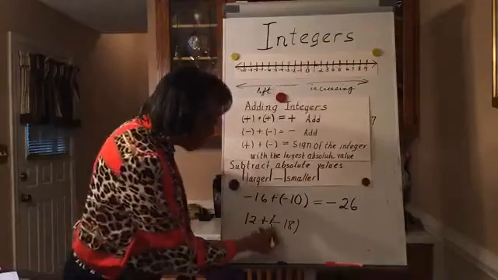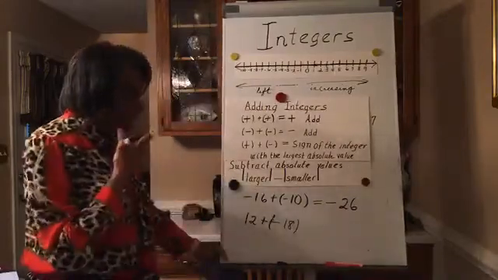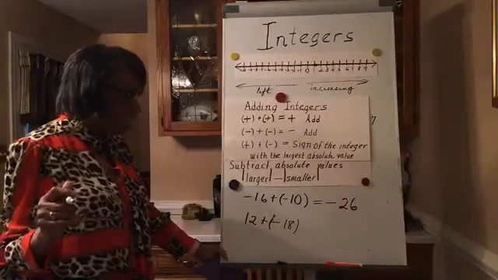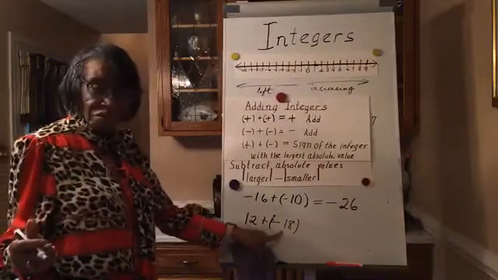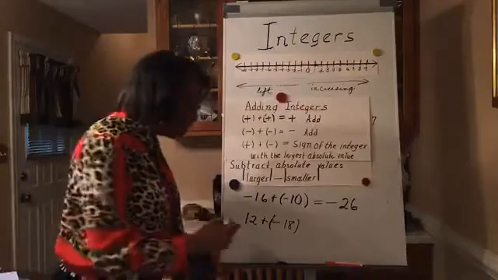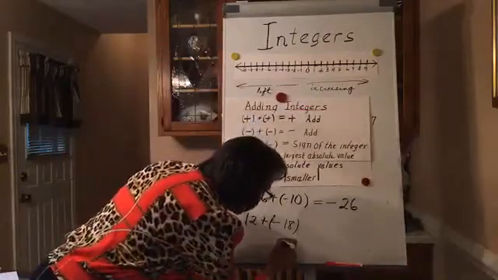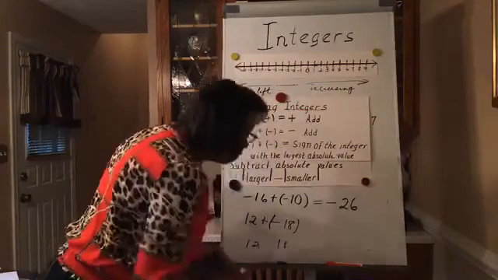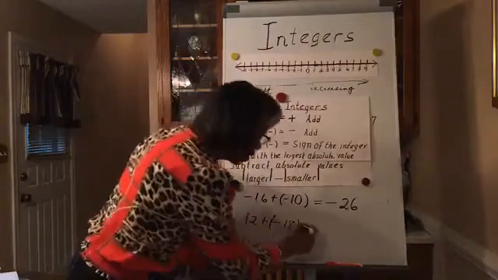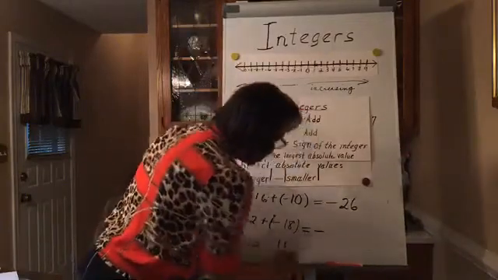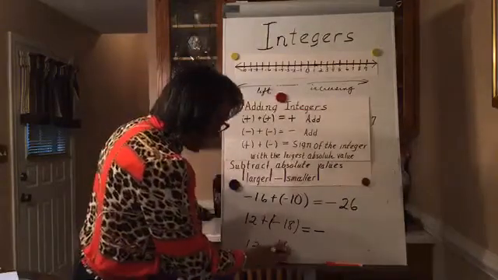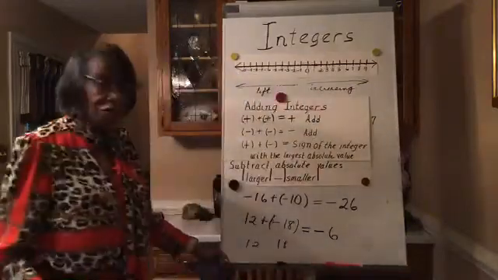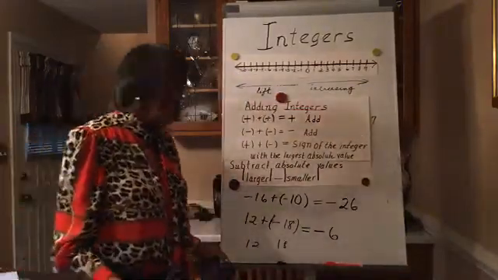All right, 12 plus negative 18. We need to see what the sign of the answer is going to be. Is it positive or negative? It's negative because negative 18 has the greater absolute value. The absolute value of 18 is 18, and the absolute value of 12 is 12. So the sum is going to be negative. And now we subtract. 18 minus 12 is 6. So the sum is negative 6.